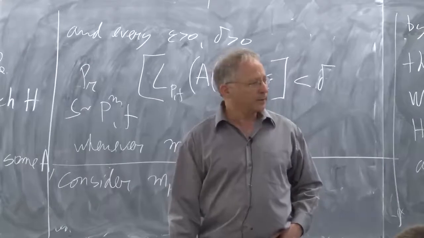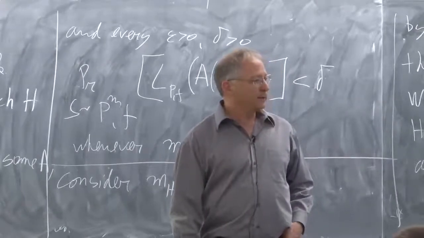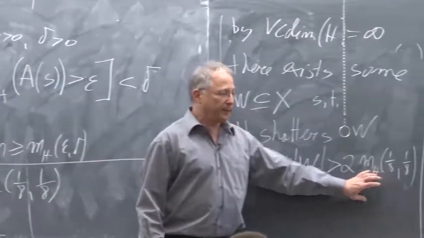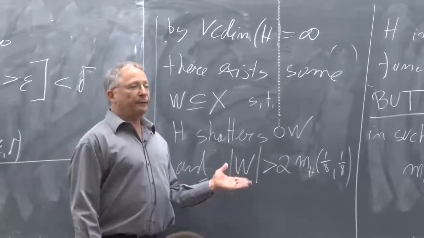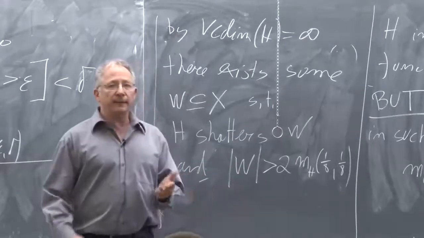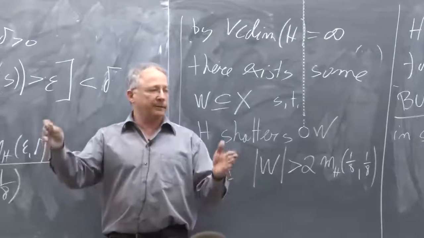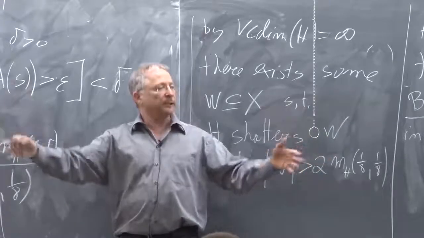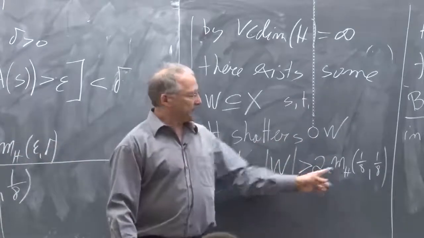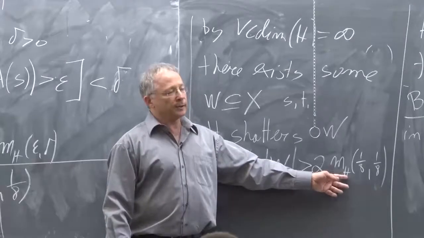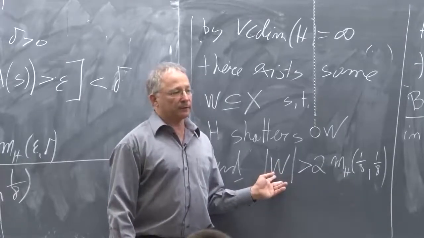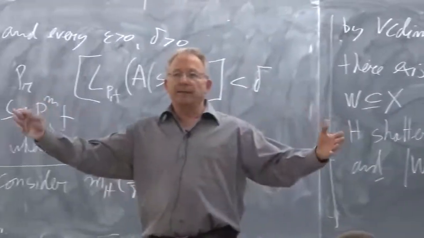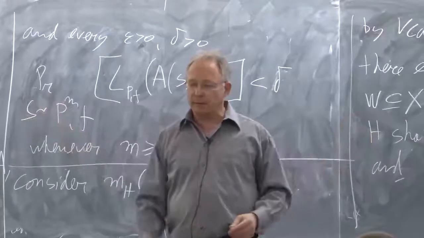Yes? Why is it that we can make the claim that the size of W is greater than 2 times M? The question was, how do I justify this claim? And the answer is that if I have an infinite VC dimension, the VC dimension is the maximum size of a set that I shatter. If it's infinite, then for any number that you pick, I can shatter a bigger set. So I'll pick this number, and the infinite VC dimension says there exists a bigger set that I can shatter. Because infinite VC dimension just says there is no bound to the size of sets that I can shatter.